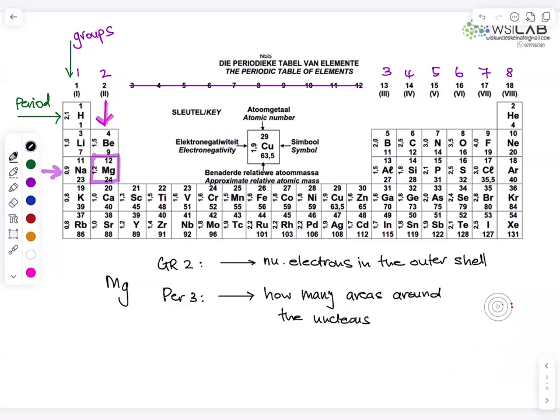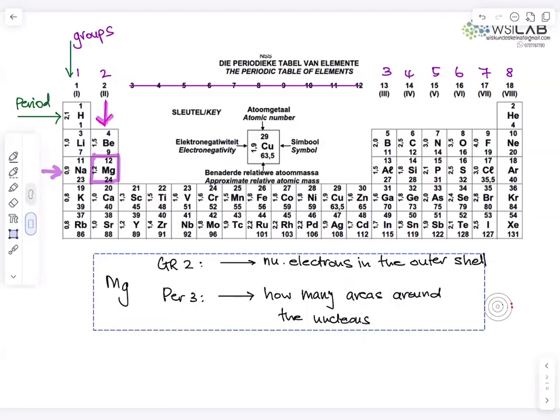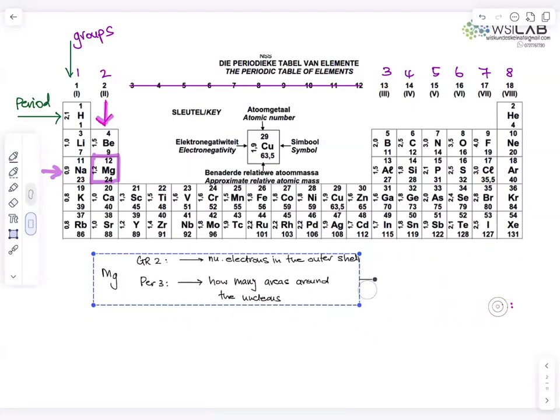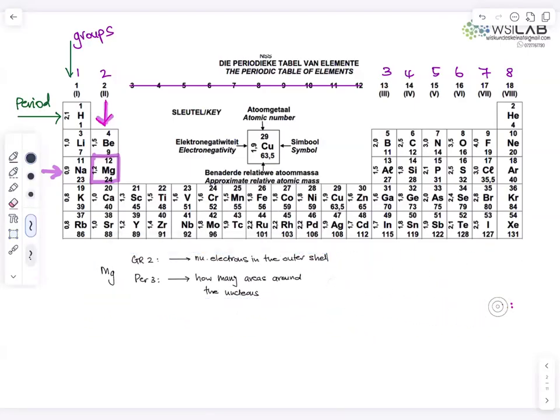So if it's in period 3, then there's 3 areas where electrons can move around the nucleus. So with magnesium, we know the following. I'm going to draw you the magnesium atom, what it looks like. There's a nucleus right at the center. Can you remember what the nucleus consists of?